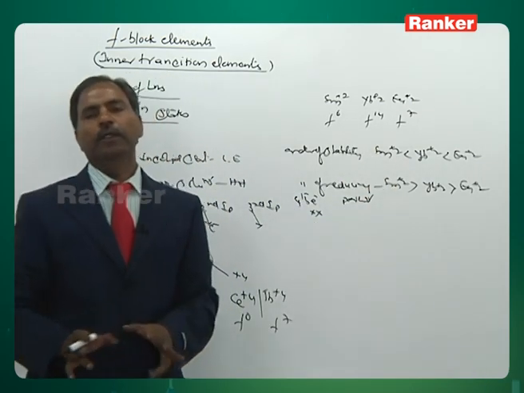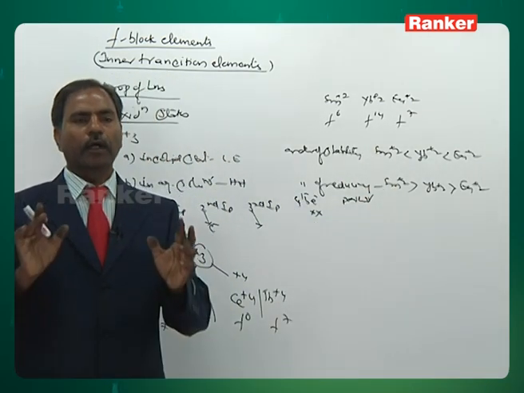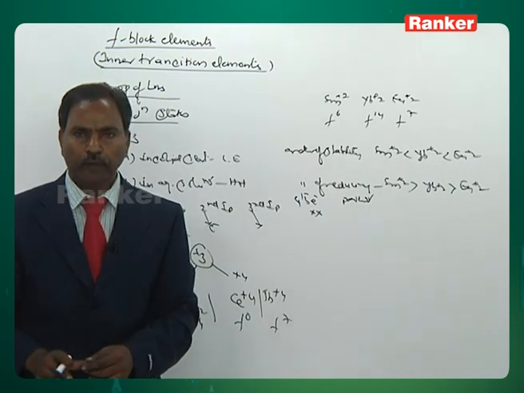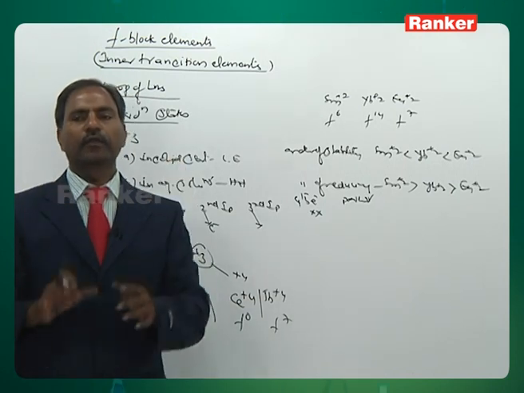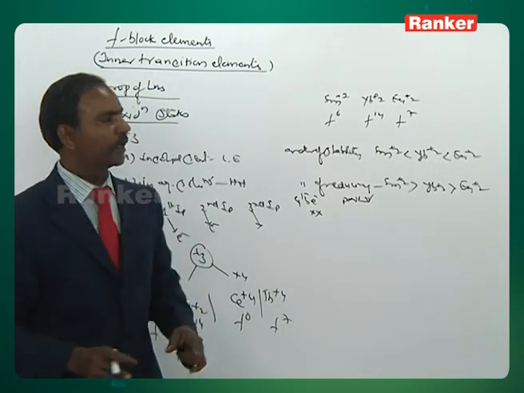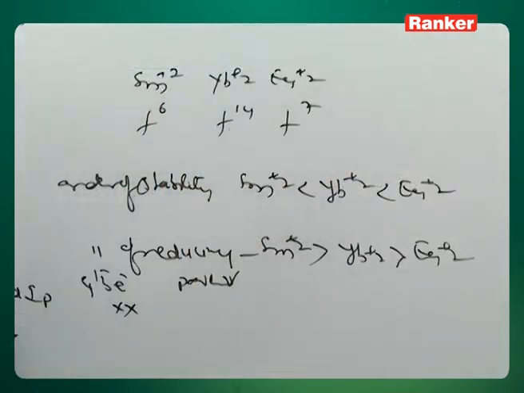In the examination, these 2 points are important. What is the common oxidation state of lanthanides? The common oxidation state of lanthanides is +3, first point. Second, generally they give these particular 3 ions.